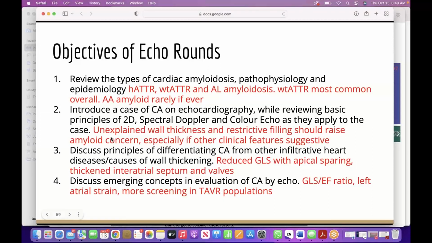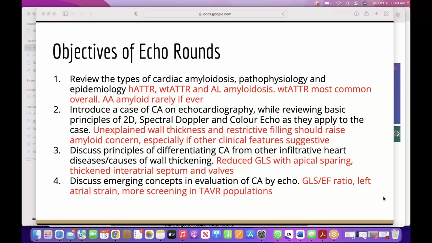We discussed what features on echo should raise the suspicion of cardiac amyloid, like unexplained wall thickness and restrictive filling. And then we discussed how we can more definitively differentiate cardiac amyloid from other infiltrative heart diseases on echo. There's a huge emphasis on strain analysis for that, particularly reduced GLS with apical sparing pattern.